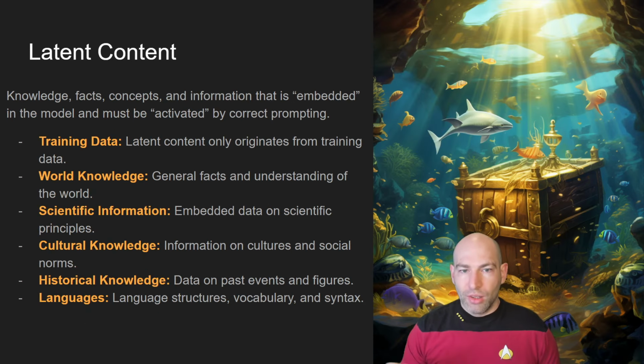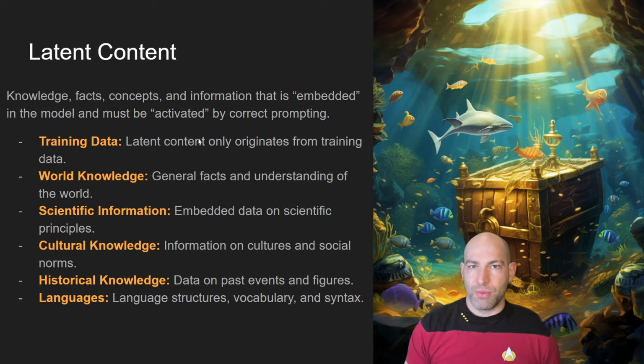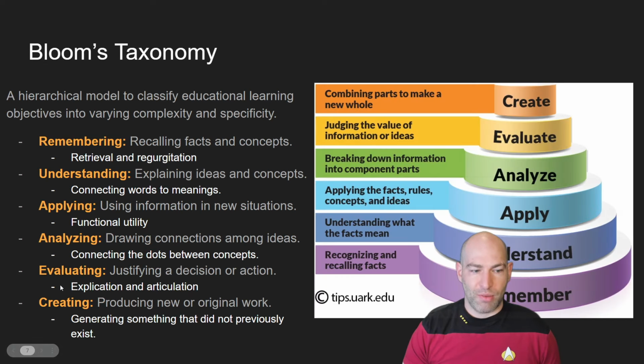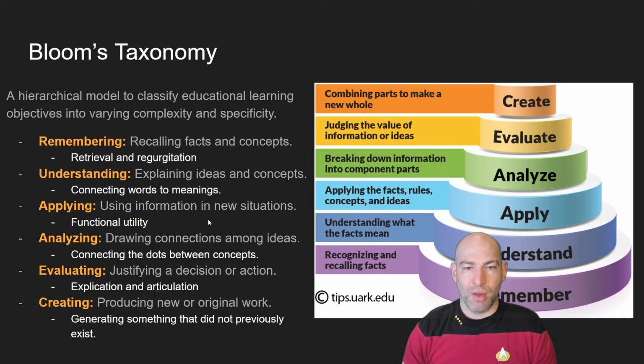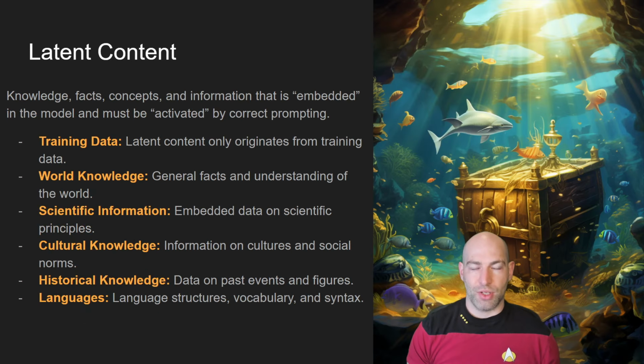Okay, so latency, latent content, or the latent space. This is the knowledge, facts, concepts, information, and other capabilities that are embedded in the model, but they must be activated by the correct prompting. It's like buried treasure, hence the graphic here. So training data. The latent content only originates from the training data, which means that it's not going to magically know something that wasn't in the training data. Now, that being said, it can connect dots and synthesize new information. This is what I mean by creating: if you activate the right set of patterns with the right words and prompts, the language model will be able to make novel connections.